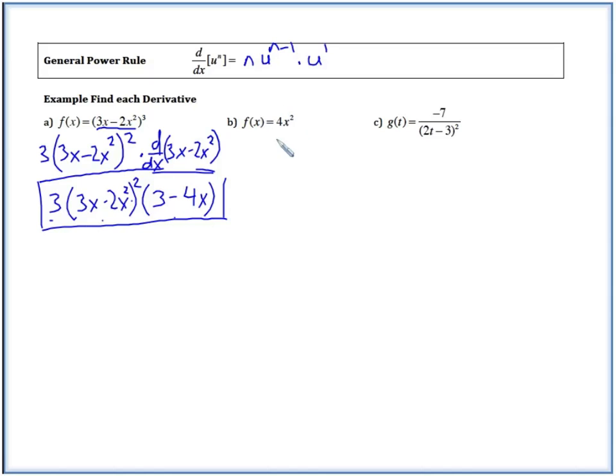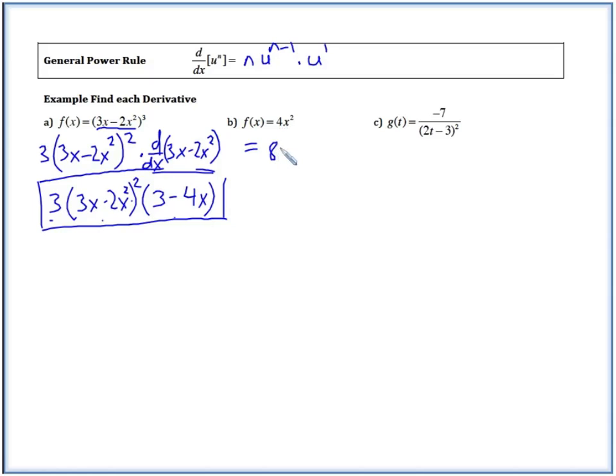Alright, now looking at this next one, we have 4x squared. And you might say, well, where's the chain rule in this? Because we know we can just use the power rule. But let me show you how we've actually been using the chain rule all along without even knowing it. So let's use the chain rule here. We would say n times u to the n minus 1, so 2 times 4.